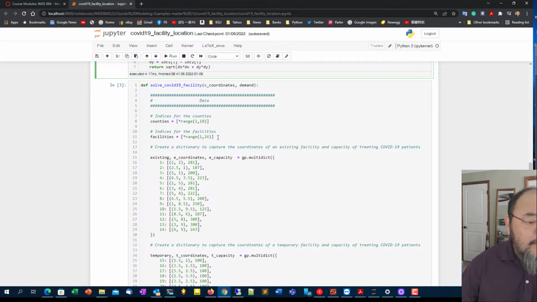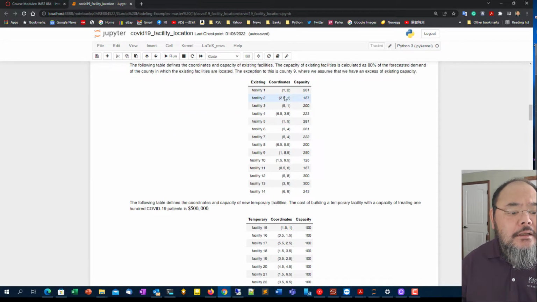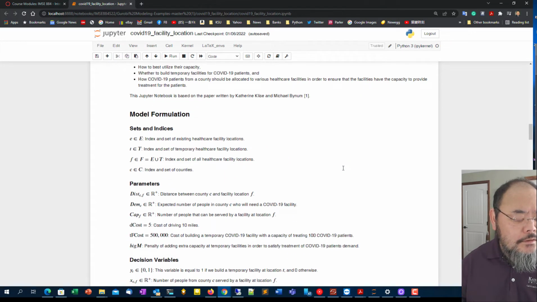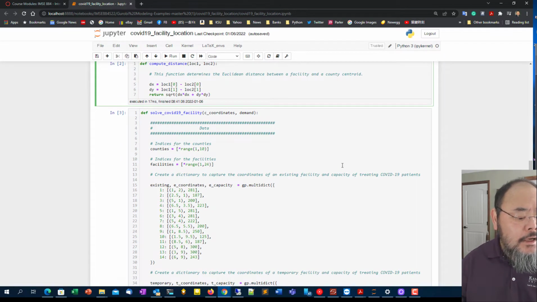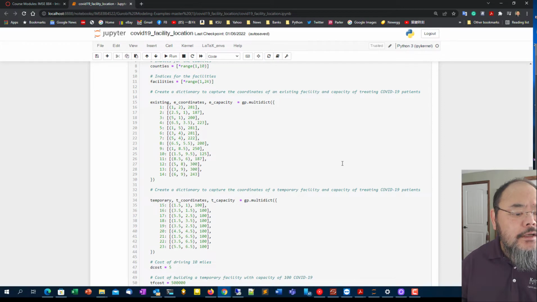We have a total of 24 facilities. So we have 14, actually we have 14 existing ones and 10, actually 8 existing ones. So here what I have is we're building the existing facilities with their coordinates and the capacity. This is the input data. I give it now, number 14.